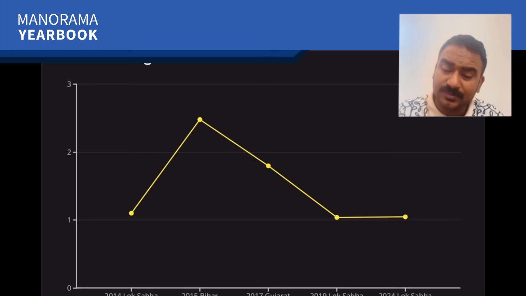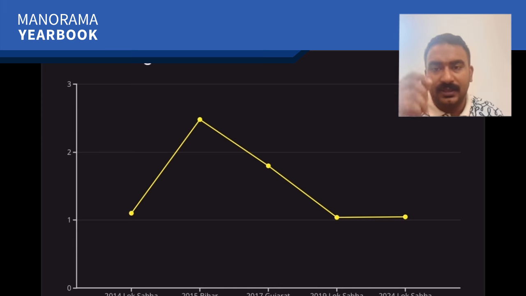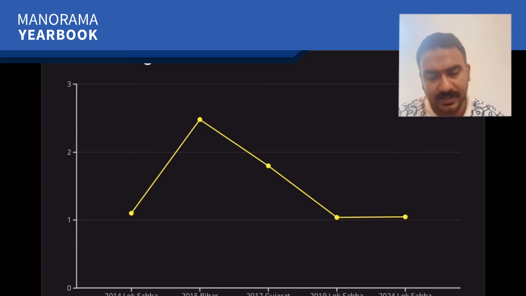However, in some state assembly elections, the percentage has been higher. Especially if you look at the data, you can see that it was higher in Bihar and Gujarat. In Bihar, it was 2.48 percent, and in Gujarat, it was 1.8 percent, which reflects significant voter dissatisfaction in certain constituencies.